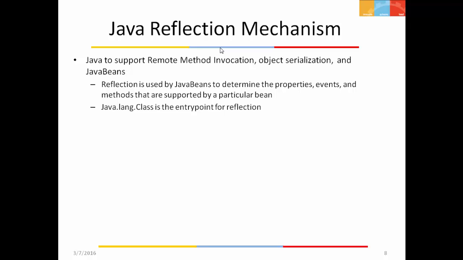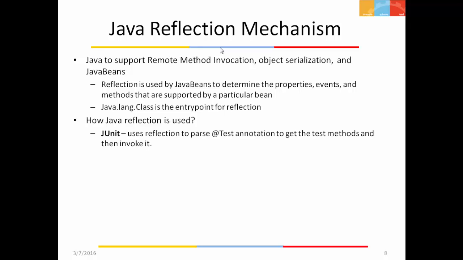If you look at java.lang.class, you will find there are methods which are essentially reflection type methods. How is Java reflection used? In practice today, Java reflection is used in many other scenarios, not just RMI or object serialization. An example is JUnit. JUnit is essentially a unit test framework.